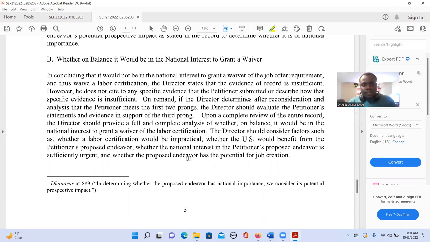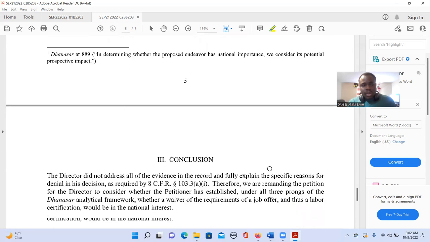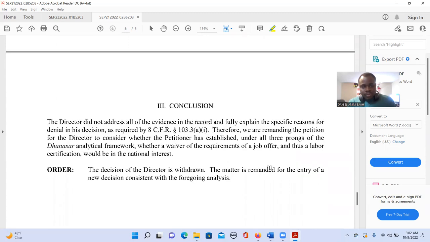The director should consider facts such as whether the labor certification will be impractical or whether the U.S. will benefit from the petitioner's proposed endeavor, whether the national interest of the petitioner's proposed endeavor is sufficiently urgent, and whether the proposed endeavor has the potential for job creation. Okay, so this is the decision of the appeals board. The decision of the director is withdrawn. The matter is remanded for entry of new decision consistent with the foregoing analysis. This is very interesting.